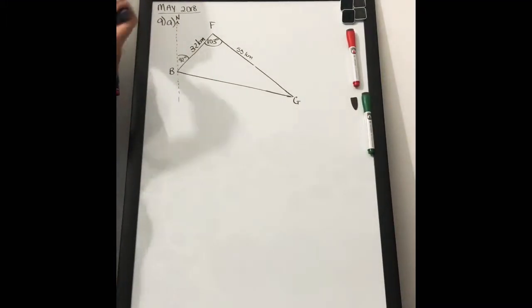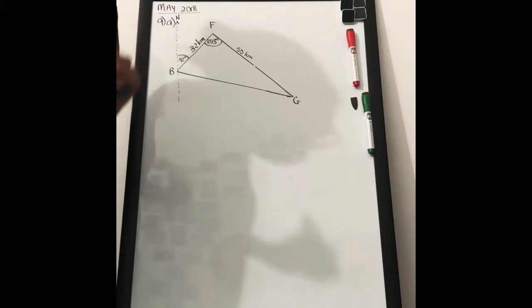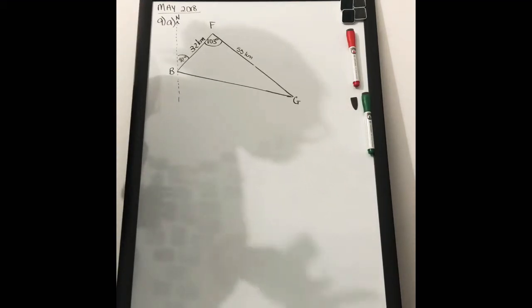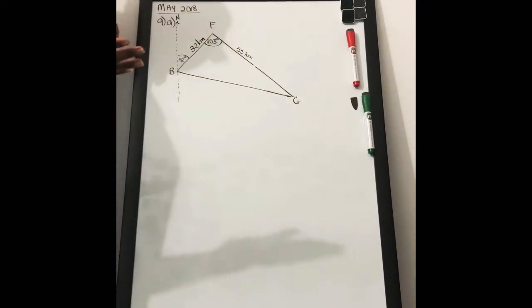Okay guys, so this is the May 2018 paper. Question 9a. The question is, the diagram below, not drawn to scale, shows the relative position of three reservoirs B, F and G, all on level ground.